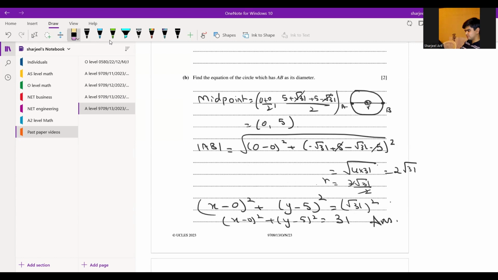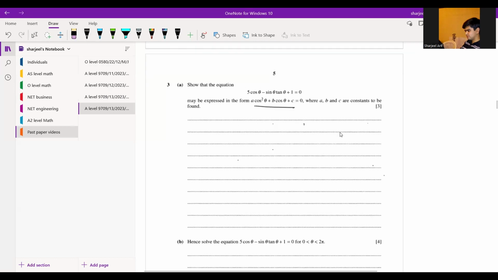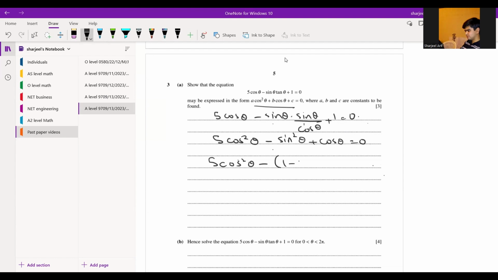Right? So now we will move on to the next question. Question number 3, we have a trigonometric equation: 5 cos θ - sin θ tan θ. This will become 5 cos θ - sin θ × sin θ/cos θ + 1 = 0. We will take the LCM. This will become 5 cos²θ - sin²θ + cos θ = 0. We will substitute the value of sin²θ as 1 - cos²θ.